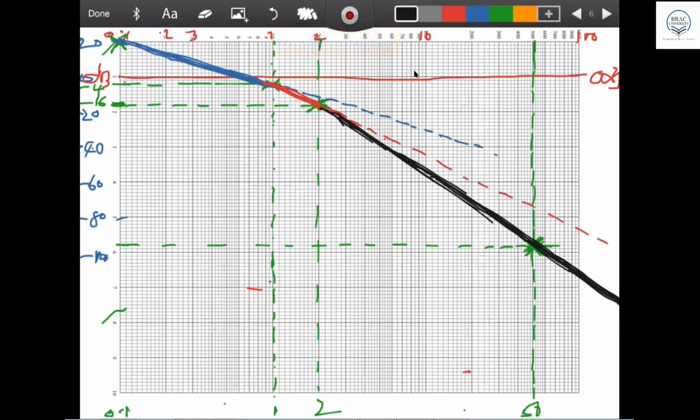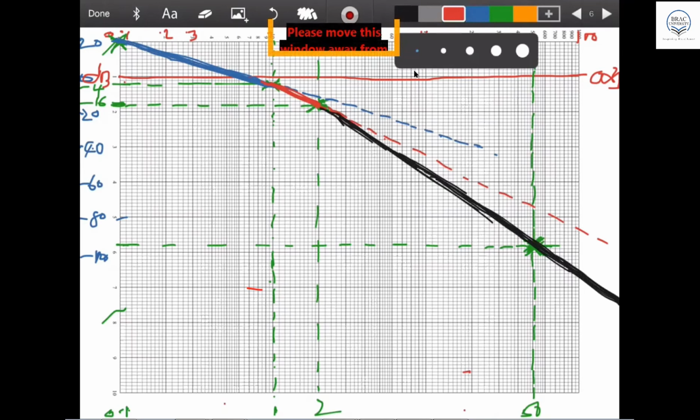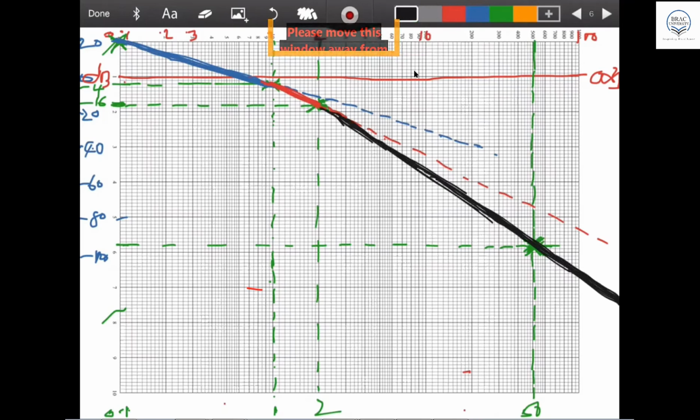There are 3 segments of straight line. One is the blue segment between the first 2 points, then the red segment between the next 2 points, then the black line goes straight up to infinity. These are called 3 asymptotic curves, and you have to plot them. You can see the dotted lines; if you omit the dotted lines, you get only the solid lines. This is called the log magnitude curve.